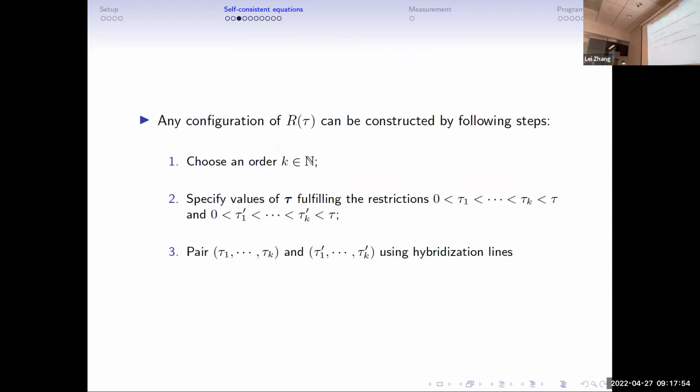And after we understand the configuration of our tau, we can construct any configuration as follows. Step 1, we just choose an order k. Step 2, we specify the values of vector tau, which fulfill the constraint that tau and tau primes are time ordered separately. And finally, we pair tau and tau primes using the hybridization lines.